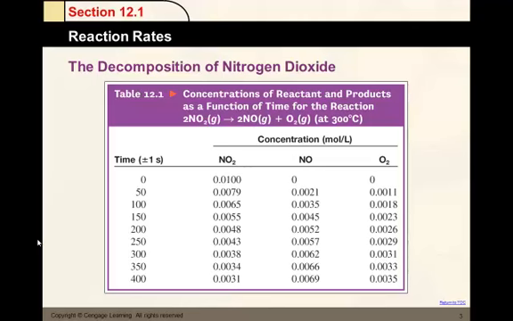Here's an example of a chart showing the concentrations of reactants and products as a function of time for a particular reaction. You noticed in the beginning we have all reactants and no products. And as time marches forward, we start to gain products and lose reactants.